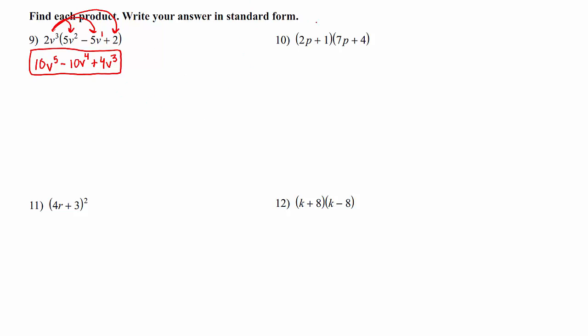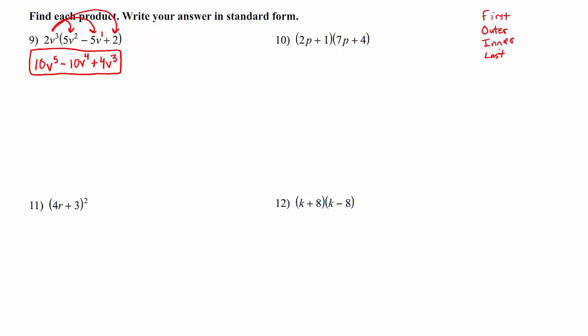Now for 10, there's 2 ways of doing this. One is to say I'm going to distribute 2p to both of these, and then distribute 1 to both of these, and then add like terms. The other way to do it is using an acronym called FOIL, which stands for first, outer, inner, last.